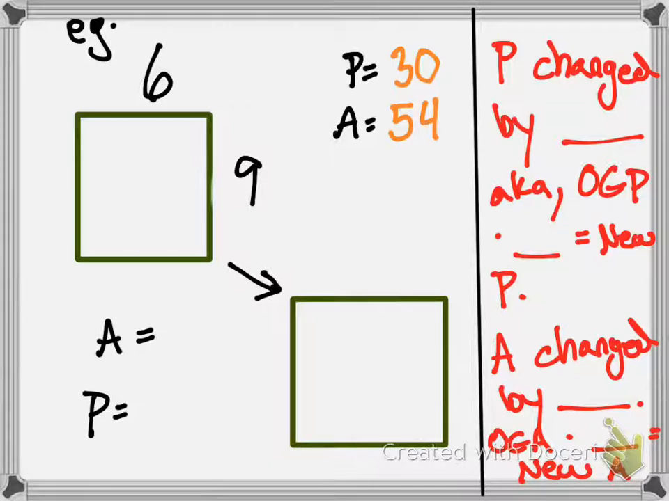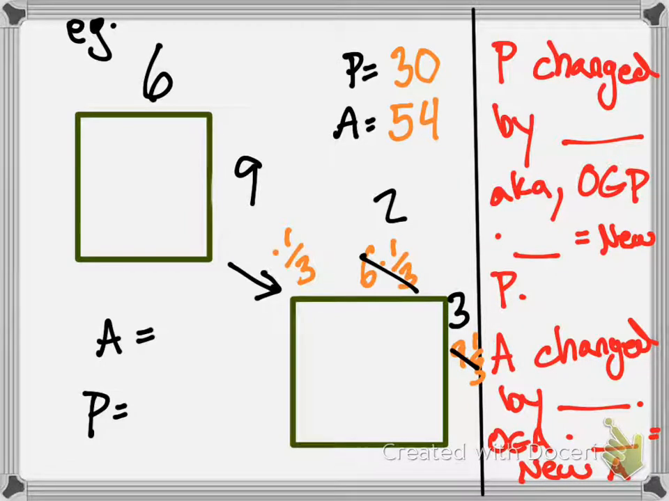So now let's say I wanted to multiply it by a factor of 1/3. All that means is it's going to be 6 times 1/3 and 9 times 1/3. What's 6 times 1/3? What is that, Ben? 2. What is 9 times 1/3? What is that, Anita? 3.